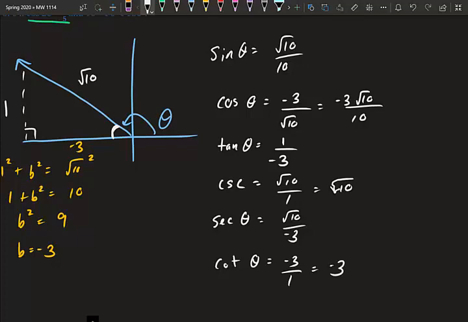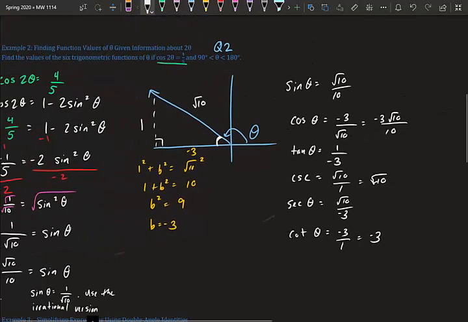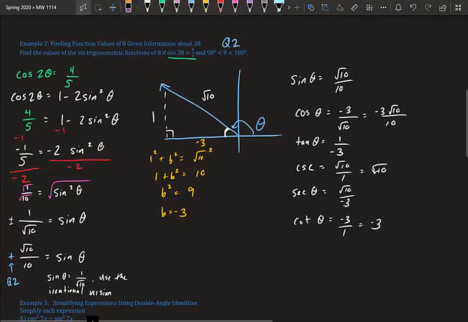which is just -3. You could have used identities to figure all this out, but honestly, that would have taken a lot longer and it's a lot more work. So sometimes it's easier just to draw a triangle, fill out everything, and then you'll be able to get your information from that.